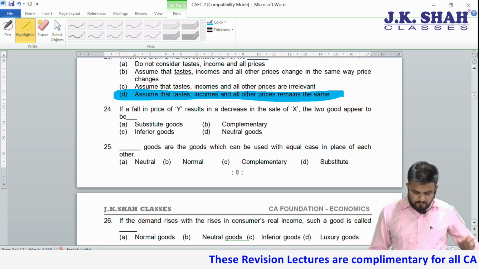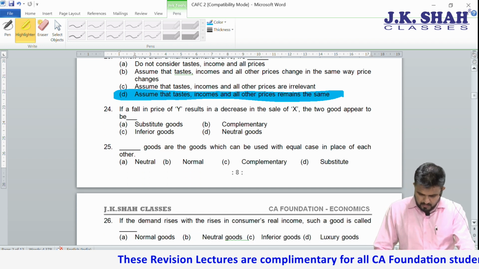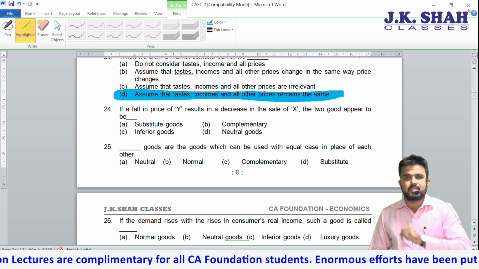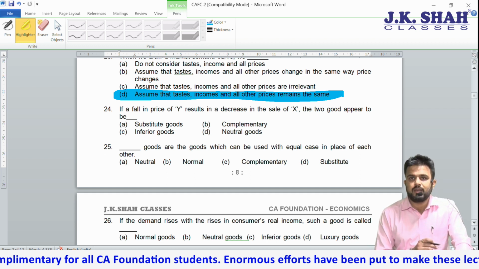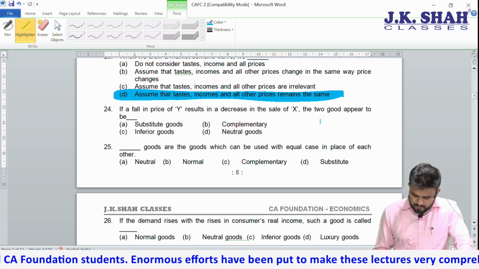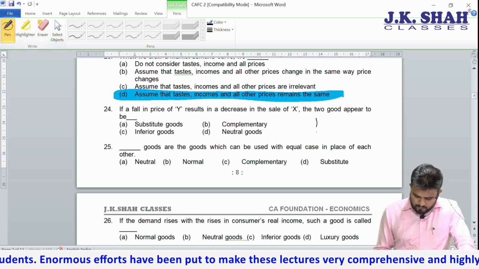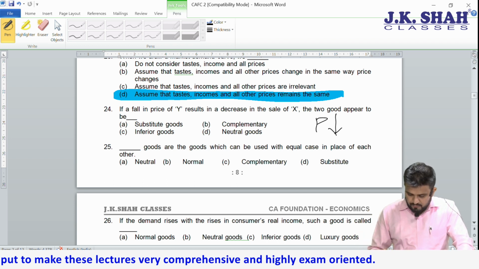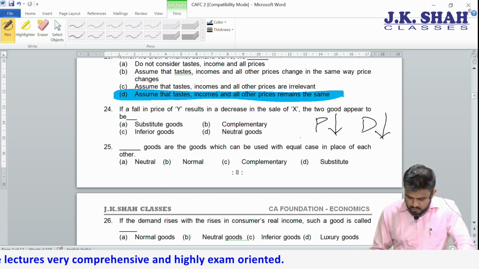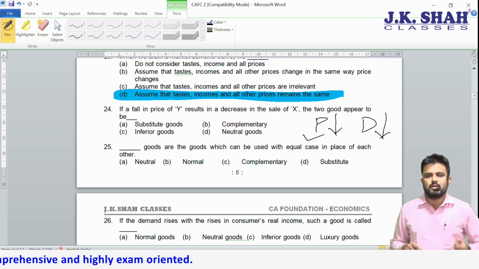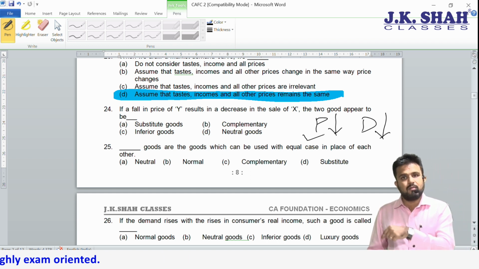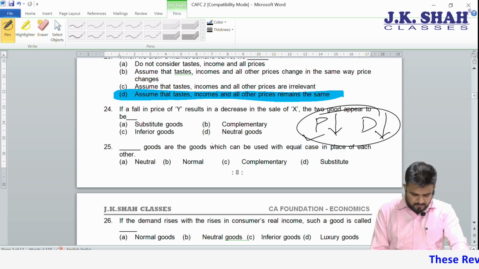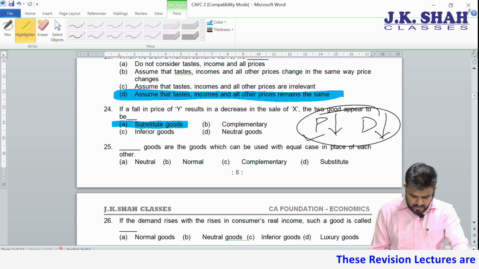Moving to the next. If a fall in the price of Y results in a decrease in the sale of X, the two goods appear to be ___. So if the price of one commodity decreases, then demand for the other commodity also decreases, because now people are going to buy the first product whose price has gone down. People will not buy its substitute. Then this is an example of which goods? Substitute goods. Option A.